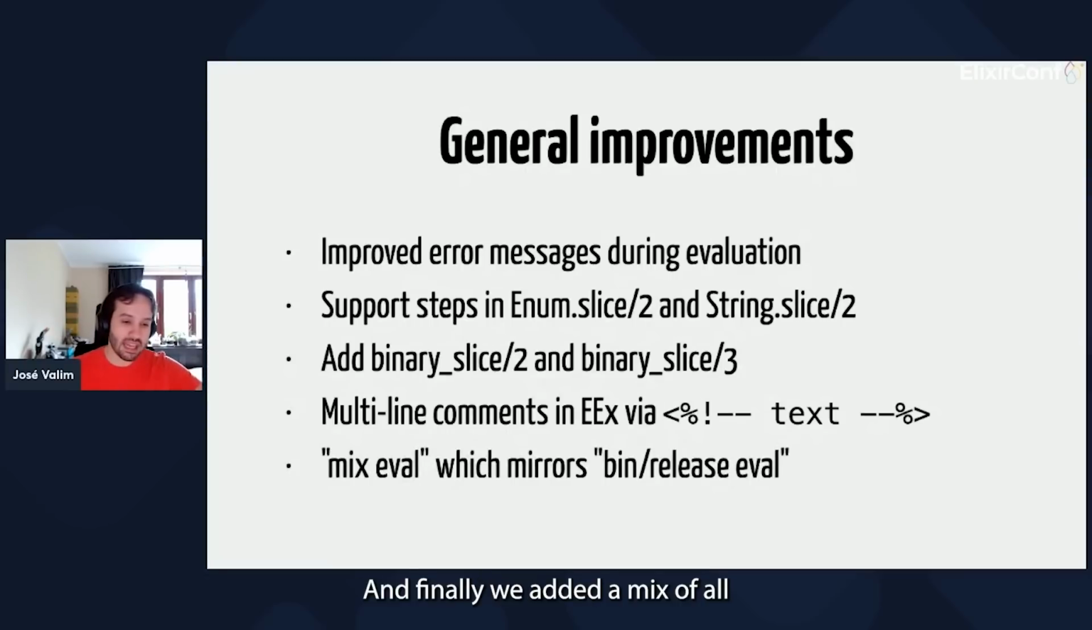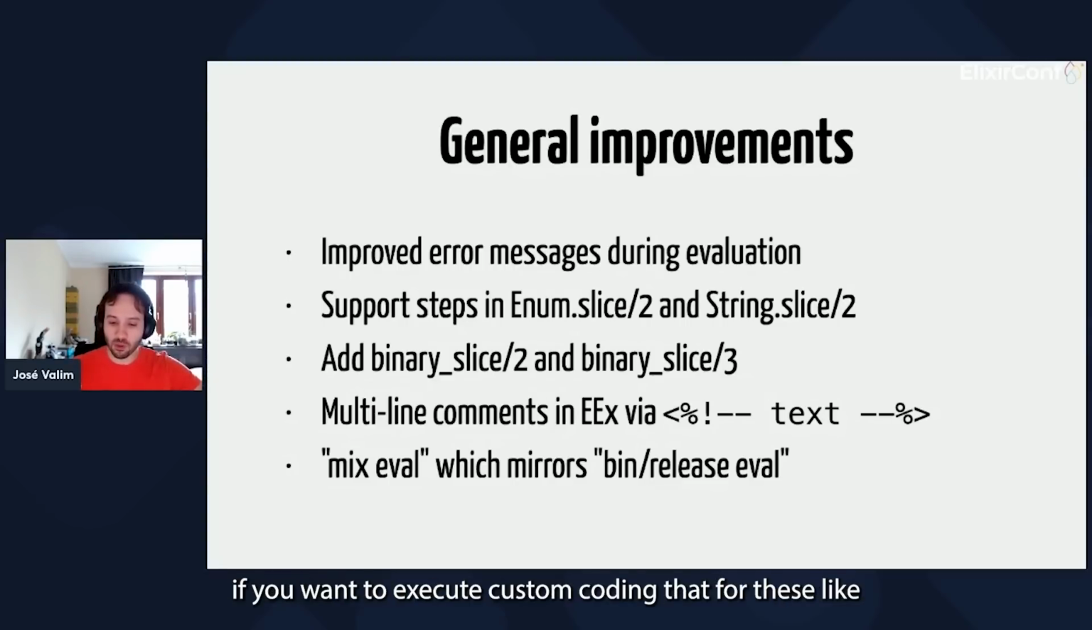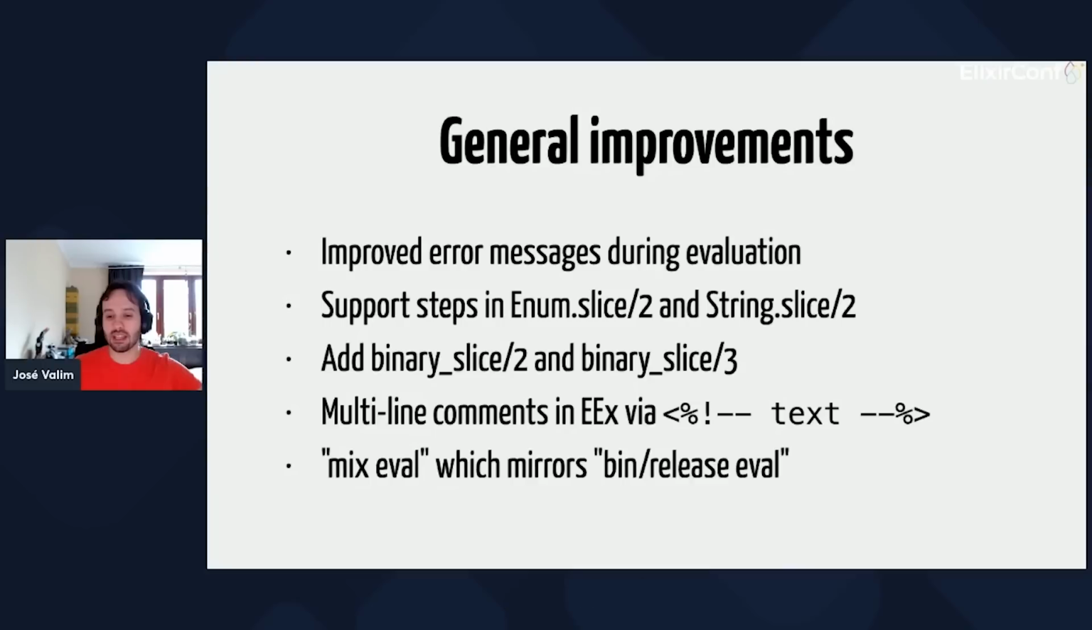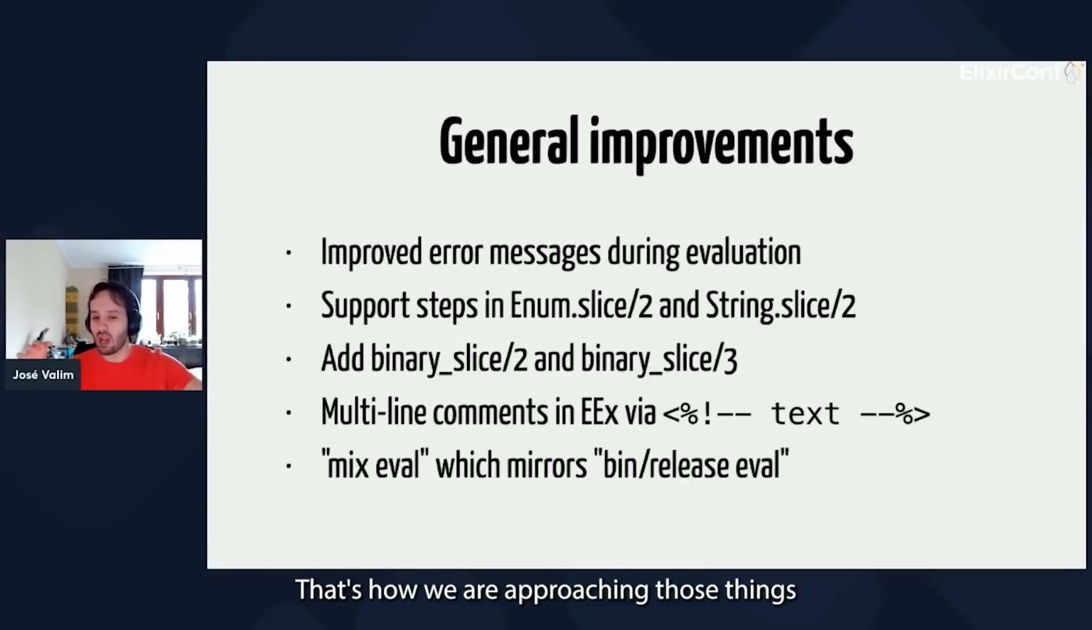And finally, we added mix eval, which is meant to mirror bin/release eval. So the idea here is that when you build a release, if you want to execute custom code in that release programmatically via the command line, you do it through eval. You say bin/my_app eval this thing. So we create modules that are meant to be evaluated, right? That's how we are approaching those things in releases. But the issue is that there was no easy way to call those modules from Mix.